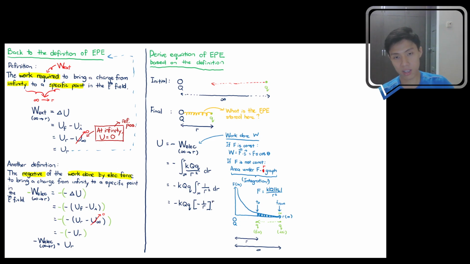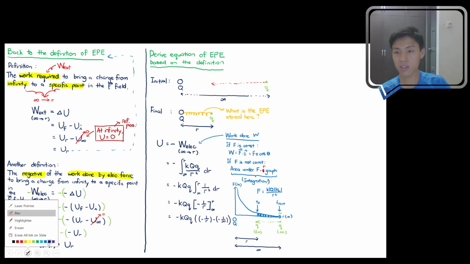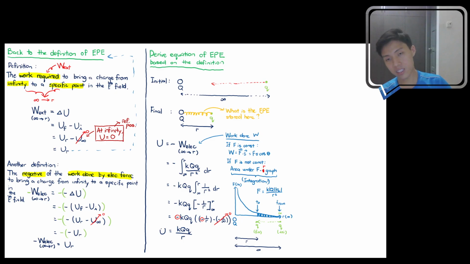So we keep the upper limit and lower limit over here. Right now, if I expand the equation, this should be negative 1 over r minus negative 1 over infinity. 1 over infinity equals 0, so we can just ignore everything on the back. There's a negative sign and a negative sign over here, so they combine to become a positive sign. So at the end of the derivation, you see that it becomes KQQ over R. And this is the equation for electric potential energy.